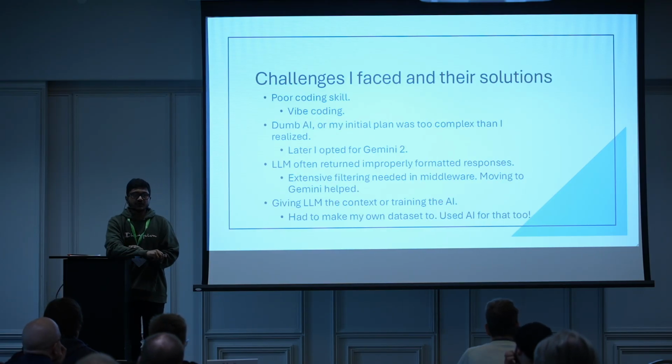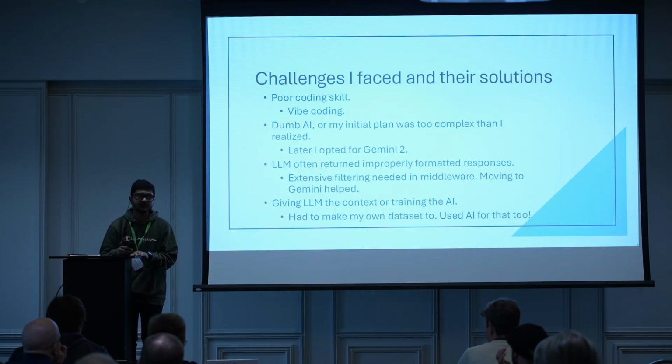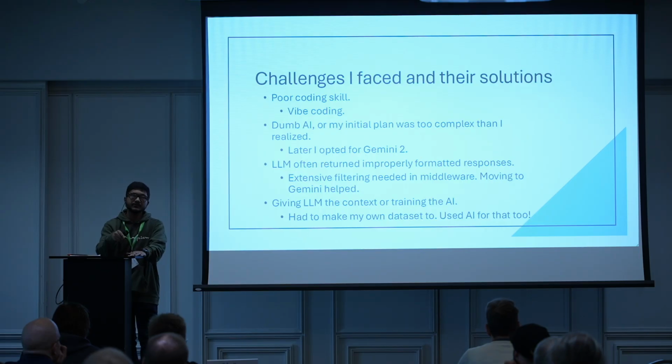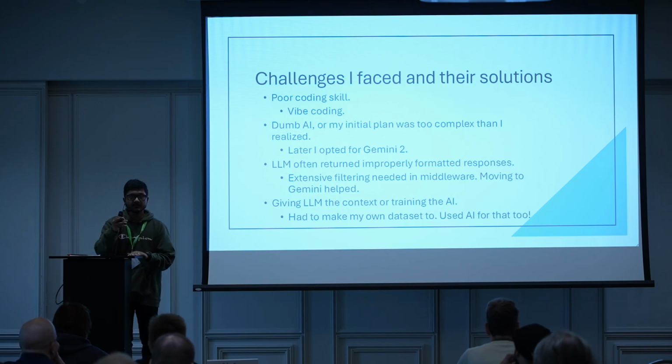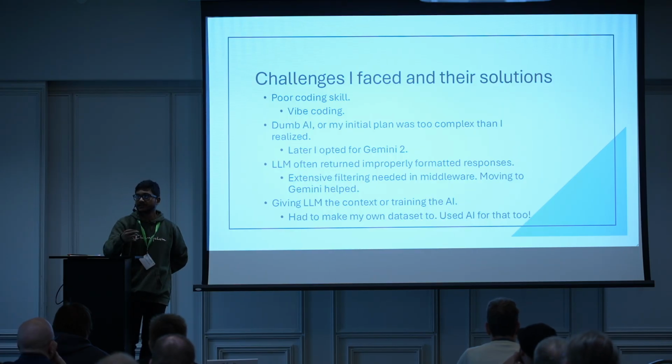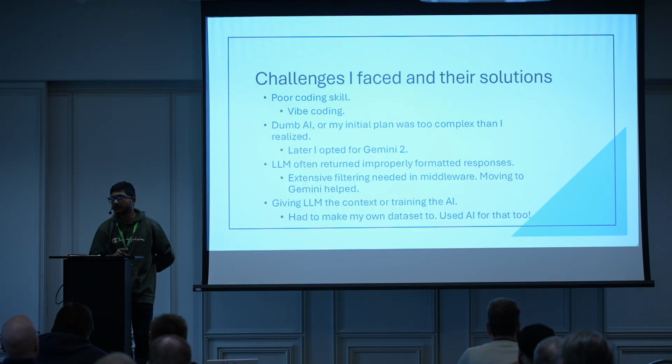Challenge: I'm not a coder. I understand code sometimes when I read it, but I'm really bad at it. So I did vibe coding with the help of AI. Second problem, the model I used, DeepSeek 7B, is a general model. It's not for coding or something like that. And also it's only 7 billion parameters, so it was very dumb. So later I opted for Gemini 2, the free version. It's hosted in the cloud and it's smart. It does everything very fast. But it has its own problem. I'll go into that later.